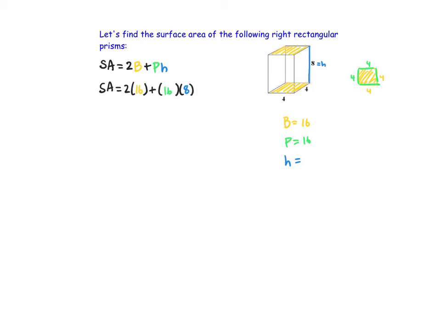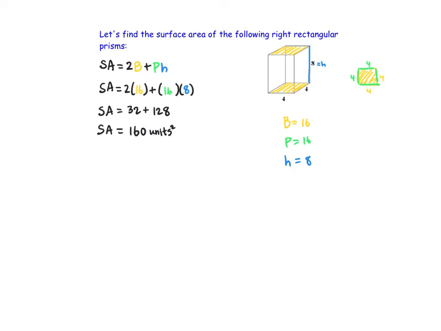All right, and we could do our calculation based on those values. So 2 times 16 is 32, and 16 times 8 is 128, and 32 plus 128 is 160. So our surface area measure for this rectangular prism is going to be 160. We don't have units, so I'm just going to put units squared.